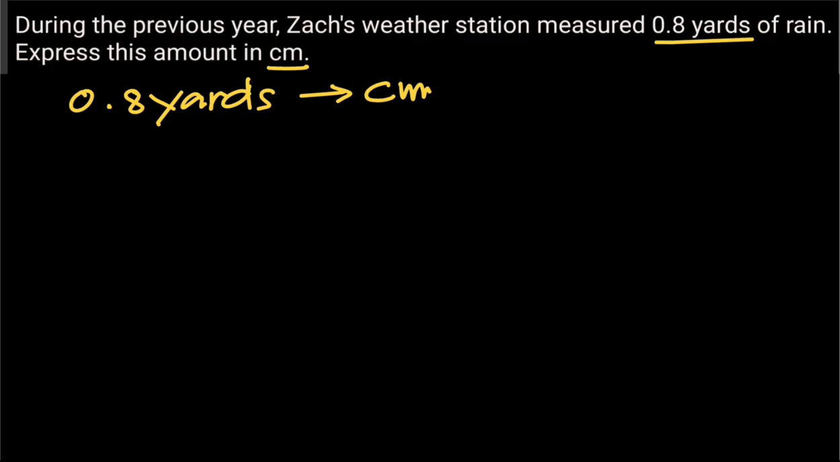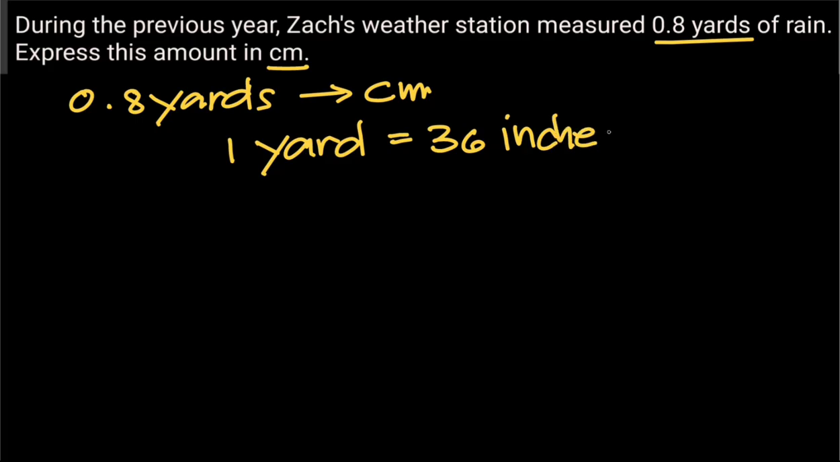Let's recall that 1 yard is just equal to 36 inches, and 1 inch is just equal to 2.54 centimeters. And now we can use these conversion factors to convert 0.8 yards to centimeters.